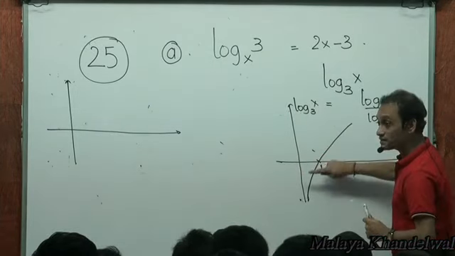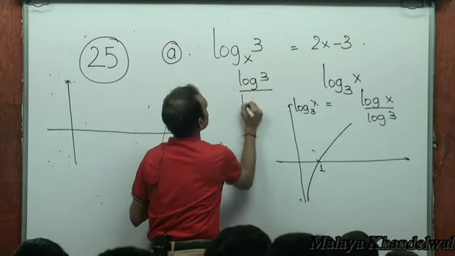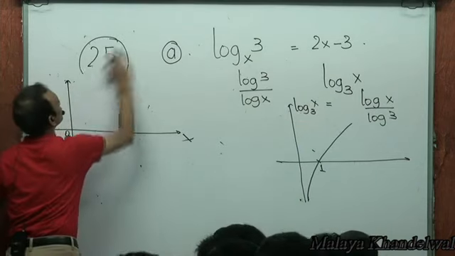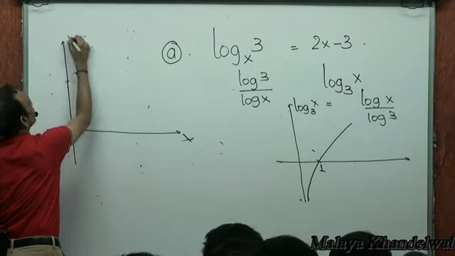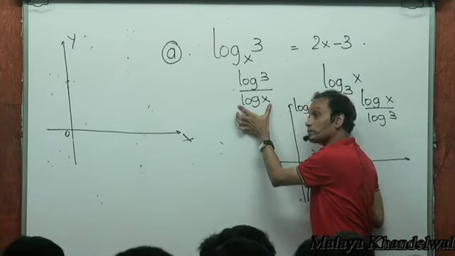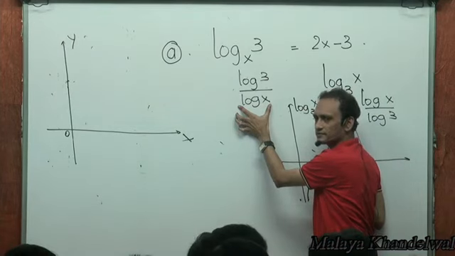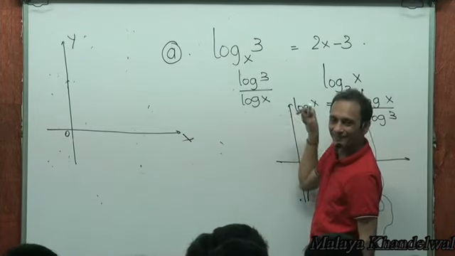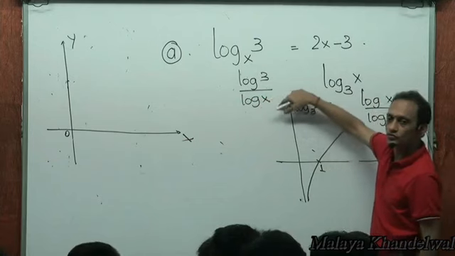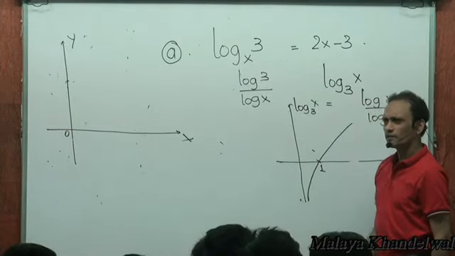I have to draw the graph of the reciprocal of this. That means I have to draw log 3 by log x. As x tends to 0 from the greater than 0 side, log x tends to minus infinity, so this will tend to 0 from below. As x tends to infinity, this will tend to 0 as well. Yes or no? Right?